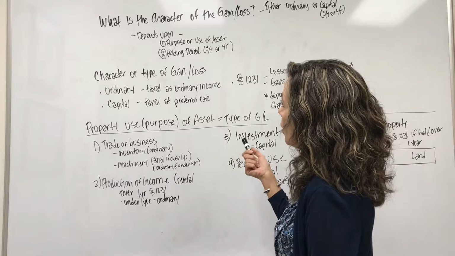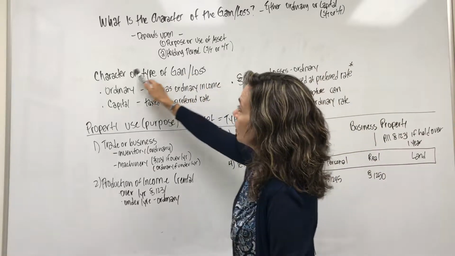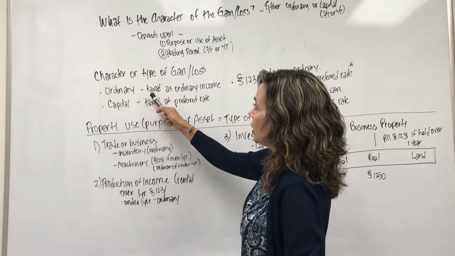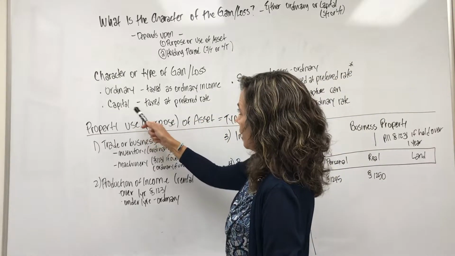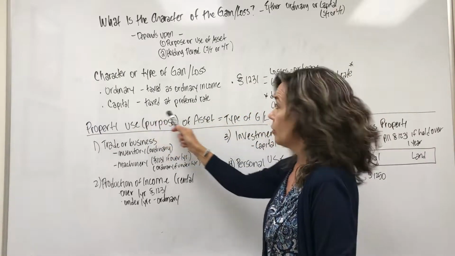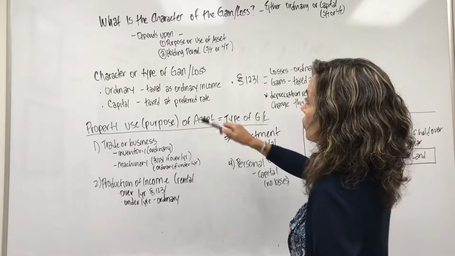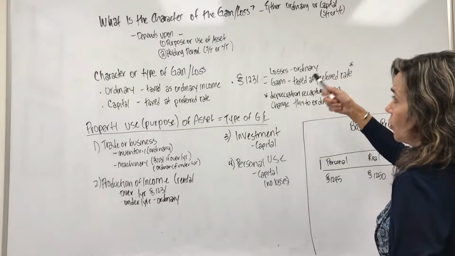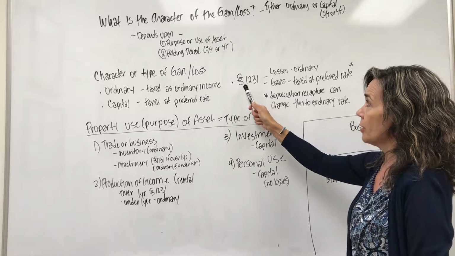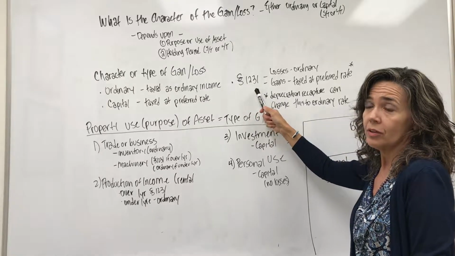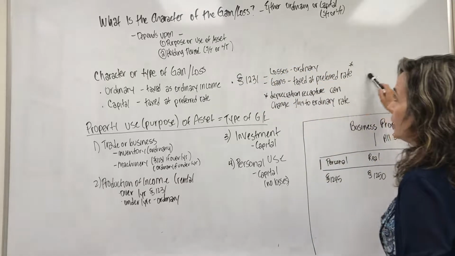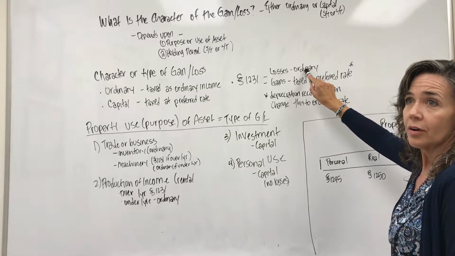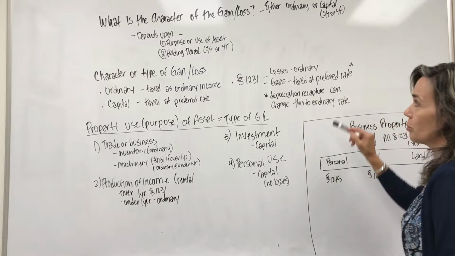When I talk about ordinary, it's taxed as your ordinary income. If it's a capital gain, it's usually taxed at the preferred rate. Again, that's for long term. Short term is taxed at ordinary. Now we're going to be talking about Section 1231 gains. This is the best possible scenario, right? Because losses are ordinary and gains are taxed at a preferred rate.